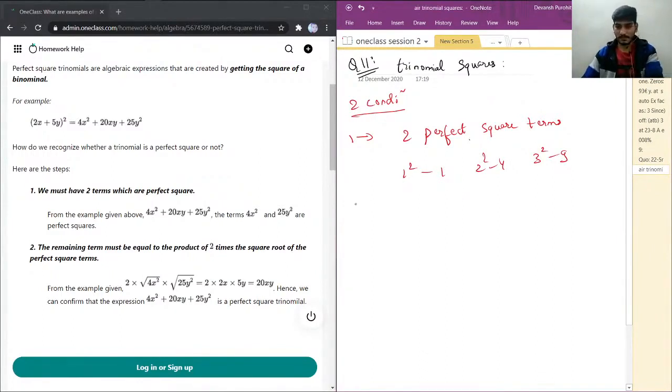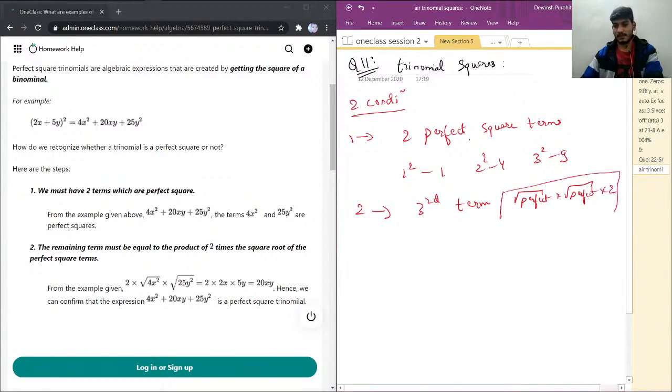Then the second condition is that the third term, or the remaining term, should be the square root of a perfect square into the square root of another perfect square into 2. So it should be basically 2 into the product of the square roots of the perfect squares.